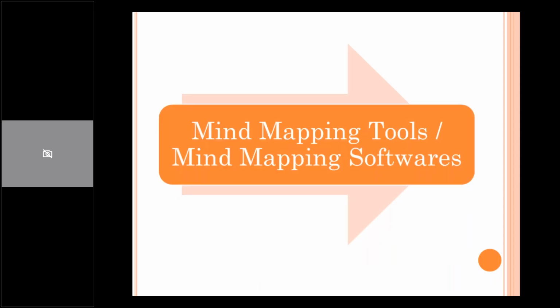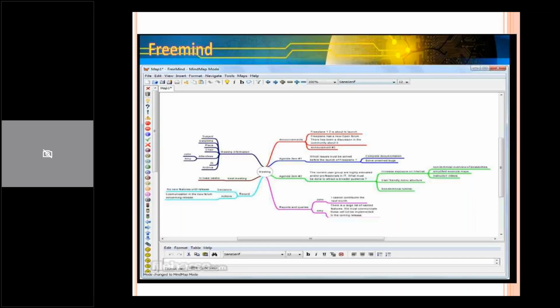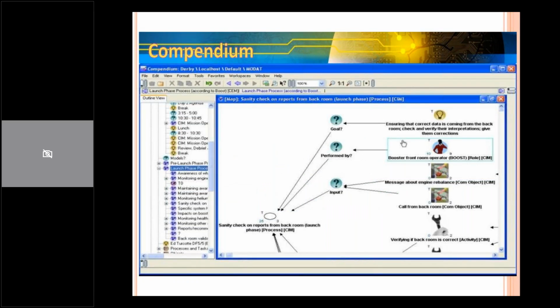So many different softwares are available. Let me just tell you a few softwares. First of all, let me tell you something about desktop versions. Software which can be downloaded, stored in your system. Whenever you are free, you can open it and you can use it. These are the few examples. One is FreeMind, very good one. You can try, please. And secondly, there is something called Compendium.